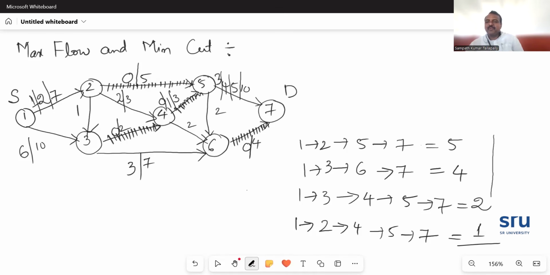So the max flow which I can send from the source to the destination, according to your algorithm, the value is equal to 12. Now we are going to assume that your max flow value is equal to 12. Whenever I calculate your min cut value, it should be equal to your max flow. Unless your min cut and max flow are equal, we cannot say these values are the exact values for your problem. So now we'll see how we are going to calculate the min cut for the same connected graph.